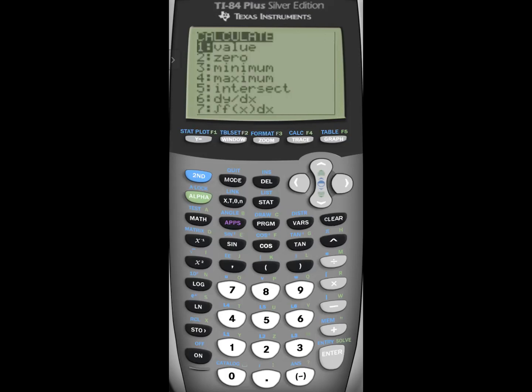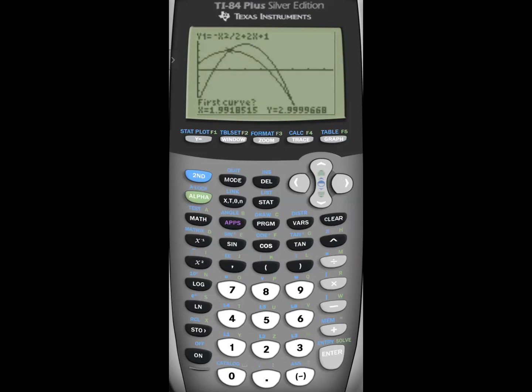Second calc again. I'm going to find the second intersection point. First curve, second curve. And then you'll walk over there. Close enough. And then our second value is 6. So we're going from 2 to 6.